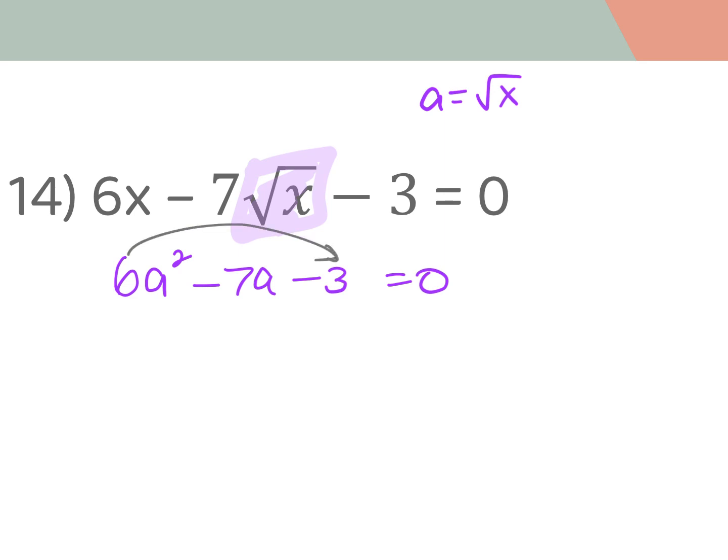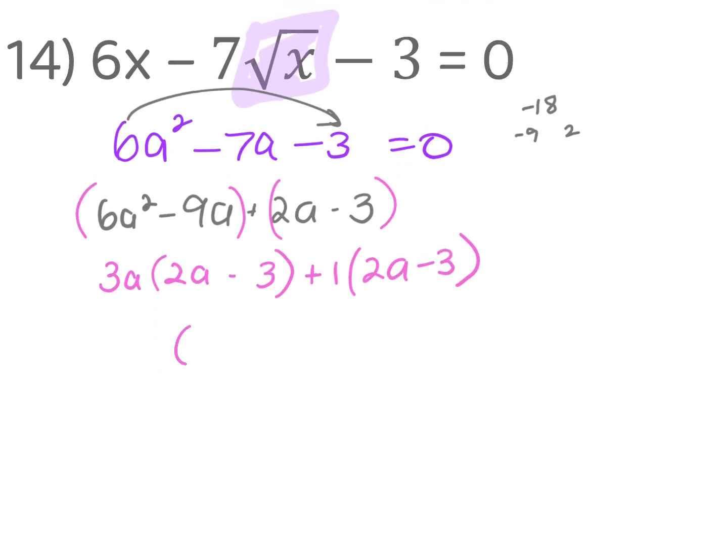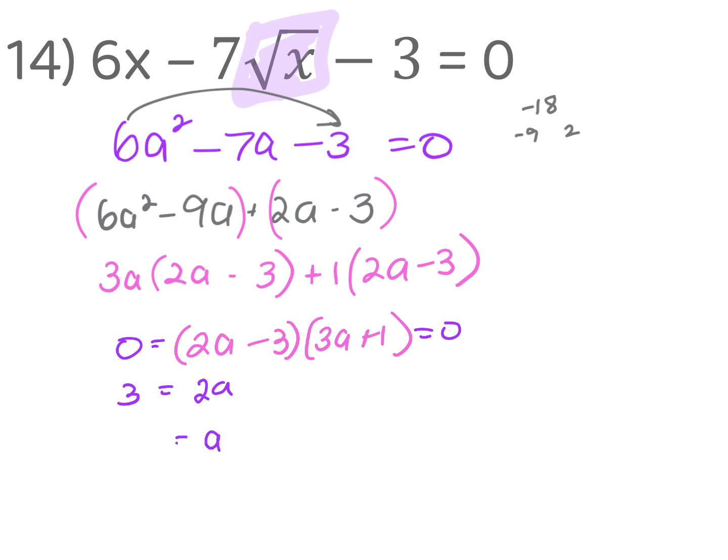First and last here, 6 times negative 3 is negative 18. Factors of negative 18 that sum to negative 7. Good. Negative 9, positive 2. Replace the middle term. And factor by grouping. Take out a 3a, 2a minus 3. The next one, it would just be a 1. You don't have to take anything out. 2a minus 3 and 3a plus 1. Split and solve. 2a equals 3. A equals 3 halves. 3a equals negative 1. A equals negative 1/3.